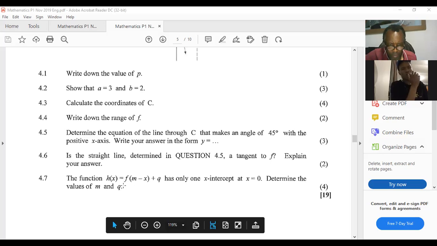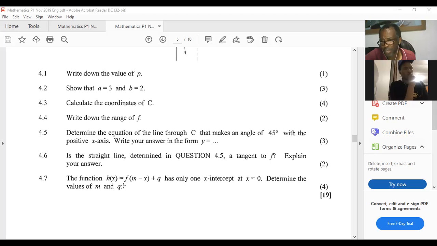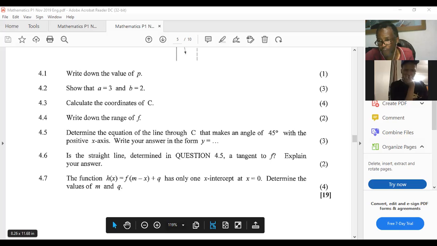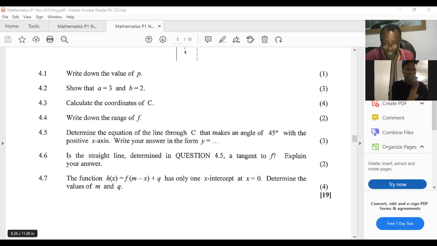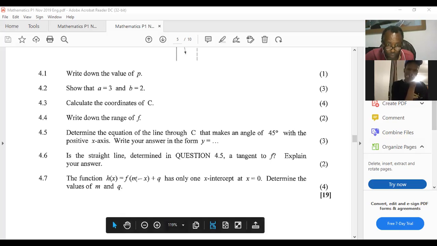Now, h at x is a new one. You are given f at 5 is equal to 7. Now find f at 10. We substitute the x here, and substitute m minus x. The limit as h tends to zero of h at x plus h. That is exactly that. We substitute the m into f.